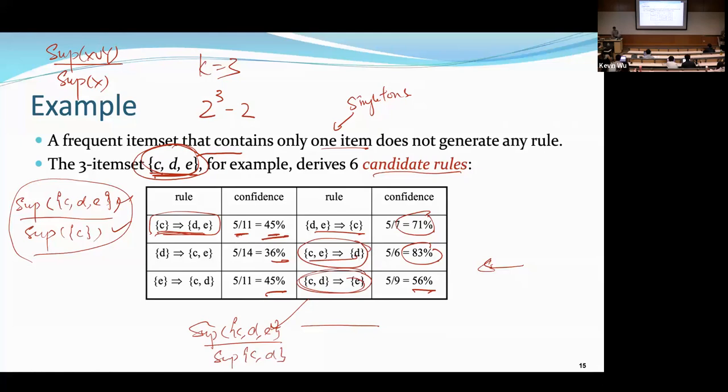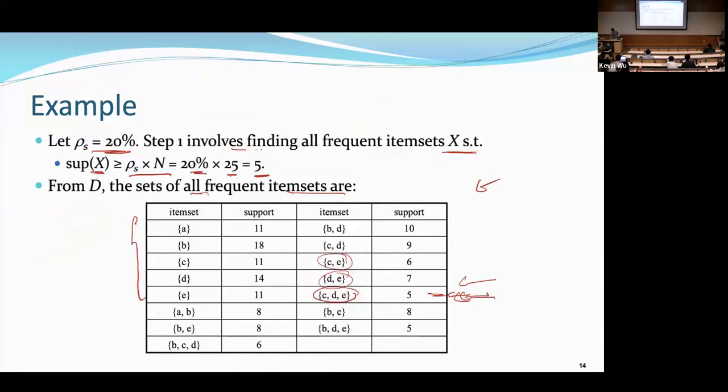Do we have this count? Yes. The support count of CD is here. The support count of CE is here. All right. So if this is what we obtain from step number 1, then step number 2 is just a lookup to compute those ratios, as I mentioned. All right. So one thing that you notice is that suppose you are given a frequent item set CDE, right? In order for you to derive the possible rules and to check the confidence, essentially what you need is the support count of any subset of CDE. For example, the support count of CD, the support count of DE, the support count of C, etc.